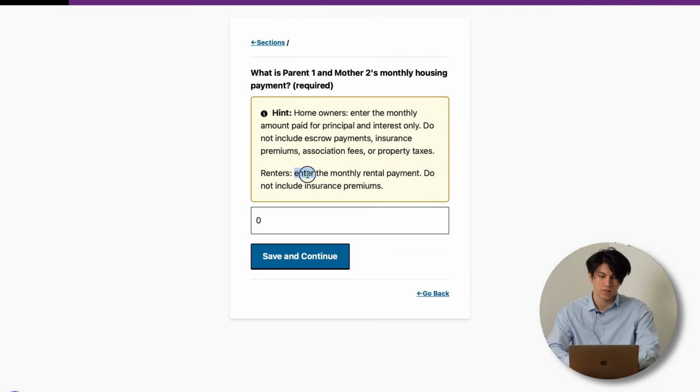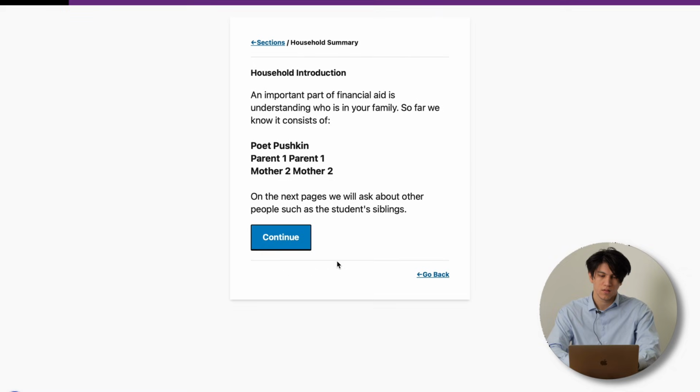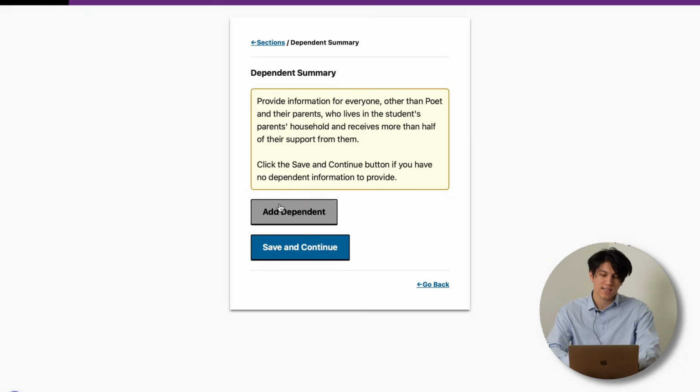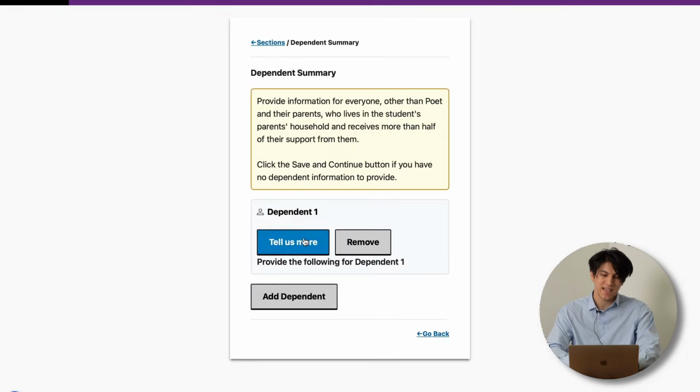Yeah, the rental payment. Why are they asking this? Okay. So household introduction. It asks, do you have any siblings? If you have siblings, do add them. It's easy again. Tell us more.